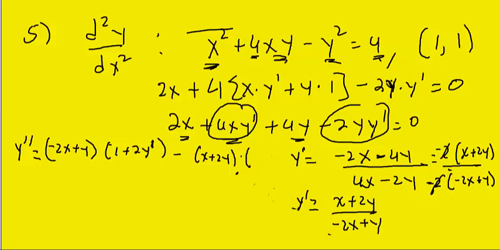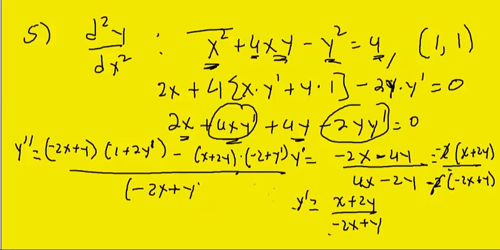Alright, so this is going to give me negative 2 plus y prime. All that's going to be over negative 2x plus y quantity squared. Alright, now we got to evaluate this at 1, 1. Alright, so y double prime is equal to, when I put in 1 right there, that turns into negative 2 plus 1, negative 1, times 1 plus 2 times y prime.